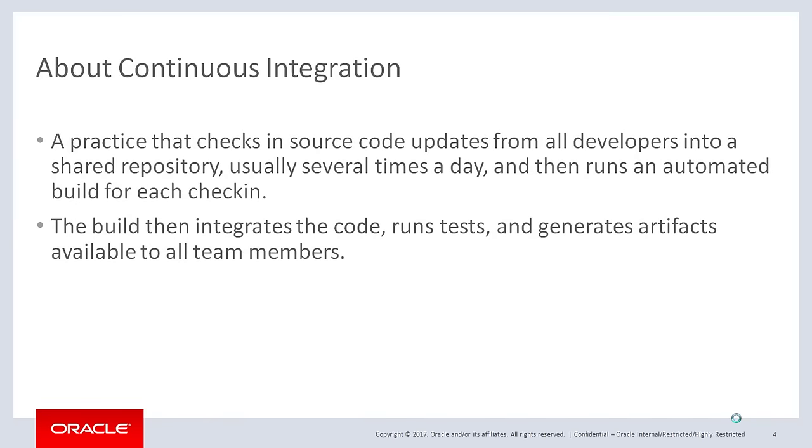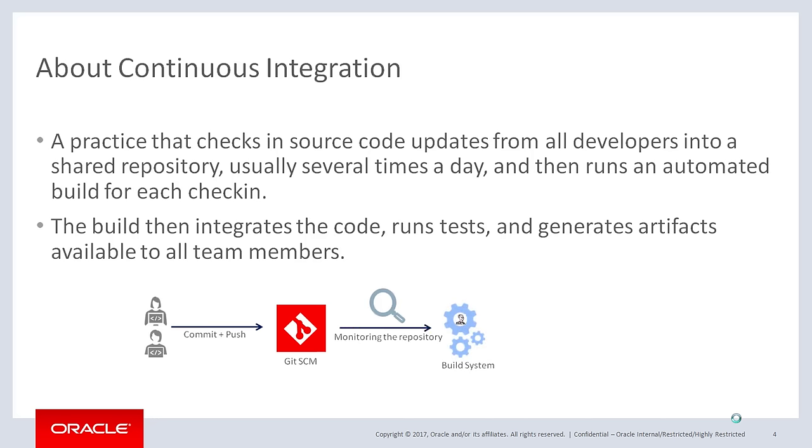In continuous integration, when the developer commits code to the Git repository, the build system that is monitoring the Git repository for any changes automatically starts a build. The build then clones the Git repository to the internal workspace of the build system, runs the specified commands, and then generates the build artifact, which can be downloaded by all team members.